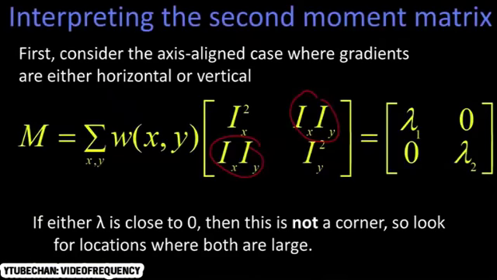Can you smell the algorithm that's coming? In fact, I'll write it just this way. If either of those lambdas were close to 0, this is not a corner. So what we want is to look for locations where both of those are large.